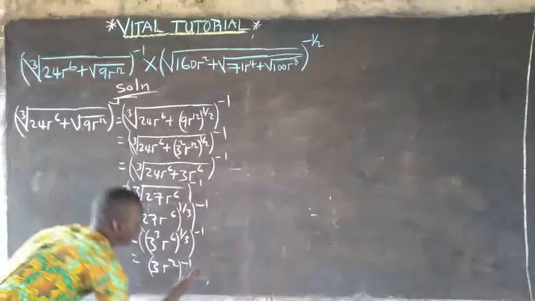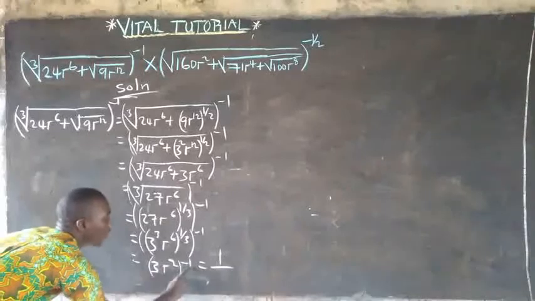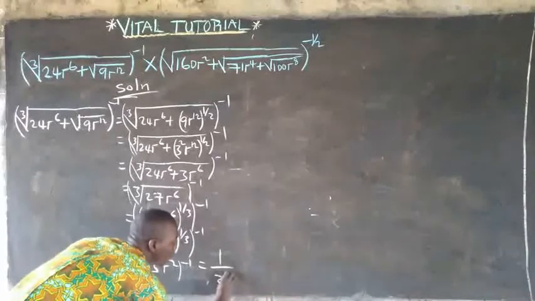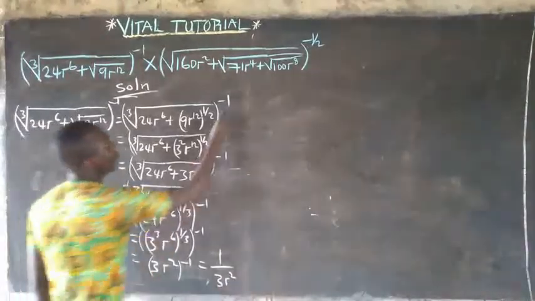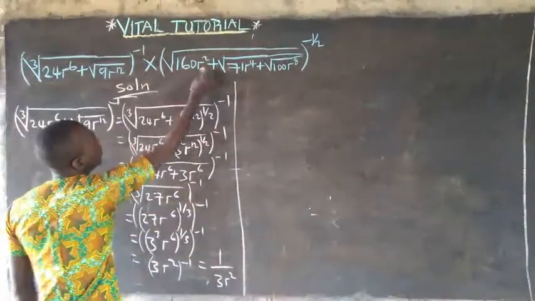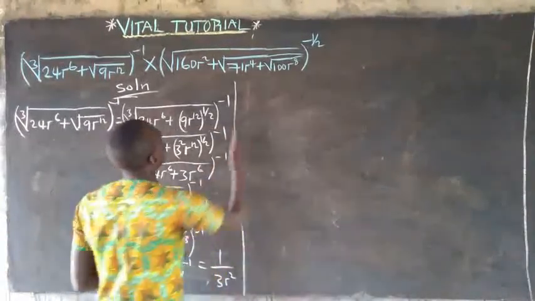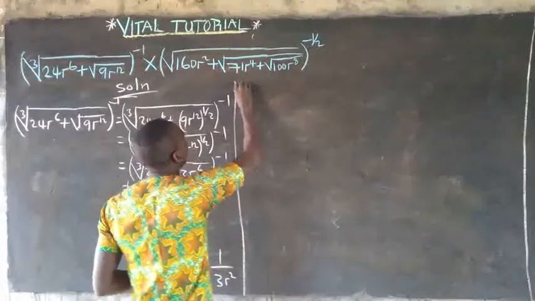Let me write it here. It will be 1 all over. Then everything here to the power of 1 will still give us 3r raised to the power of 2. So that is all about this part. So this part, we're looking at this other part. So it means that this what is here is still the same thing.